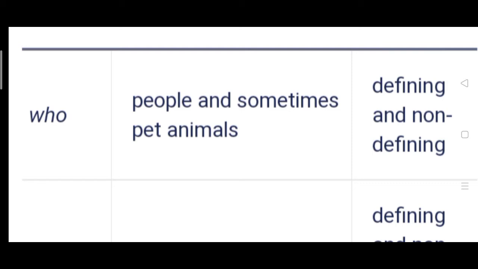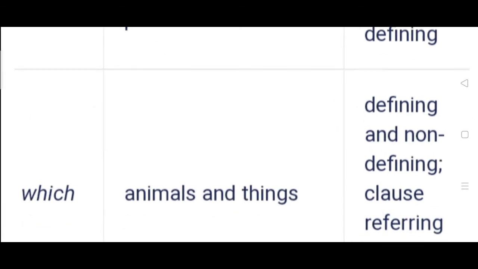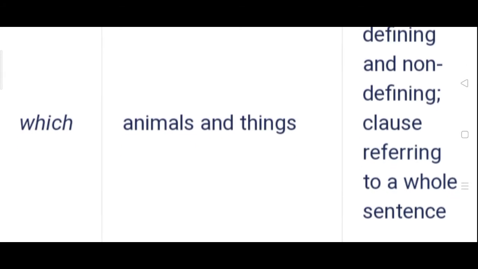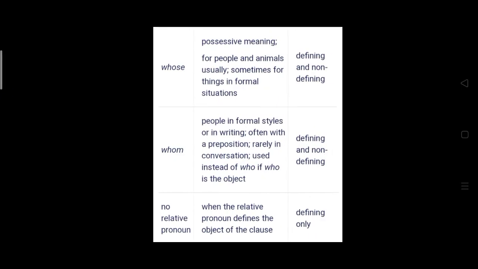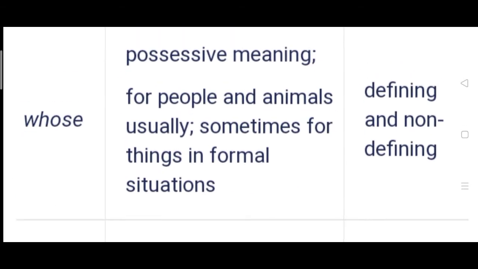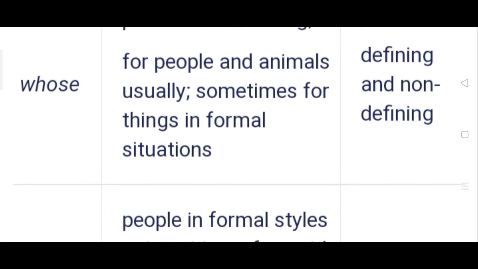Okay. See here, in which place can you use the word who? To refer to people and sometimes pet animals. Then in which place can you use the word which? To refer to animals and things. That is also the same, to refer to animals and things, informal than people. Then in which place can you use the word whose? Possessive meaning. What is the meaning of the word possessive? Possessive means it's mine: my mom, my bike, my watch. So this is possessive. Okay. For people and animals, usually, and sometimes for things in informal situations.